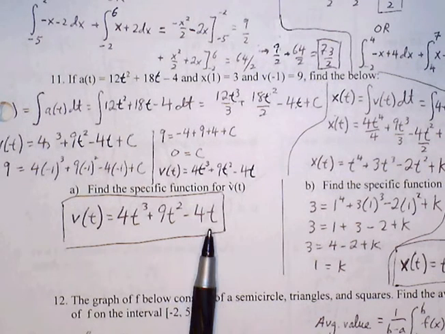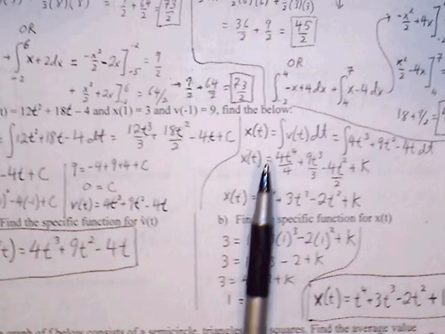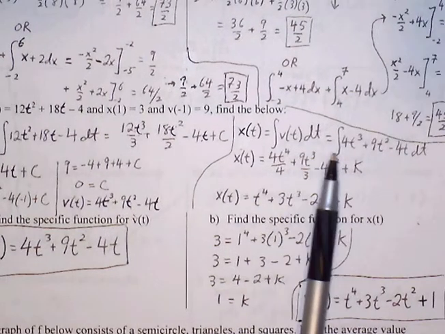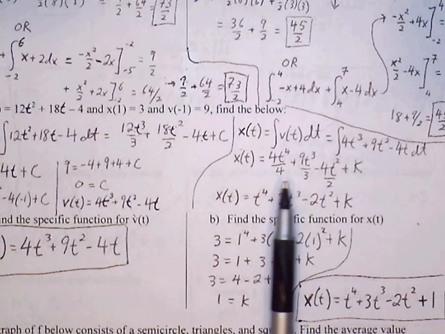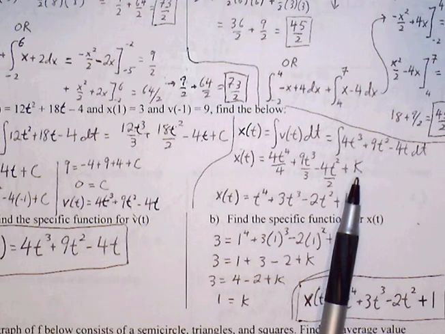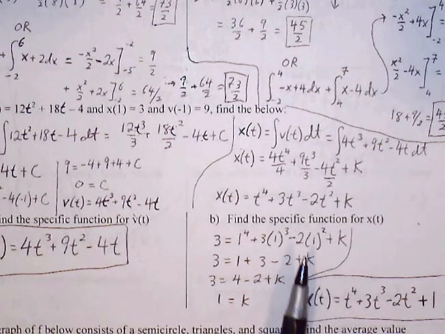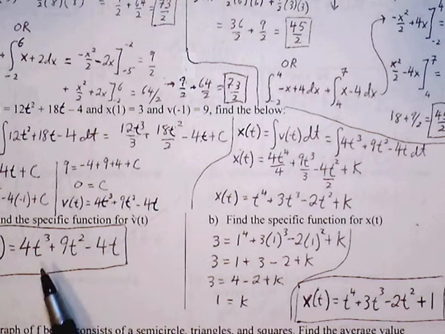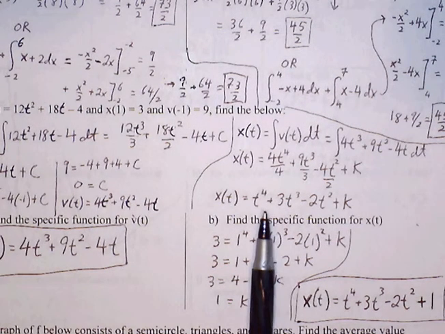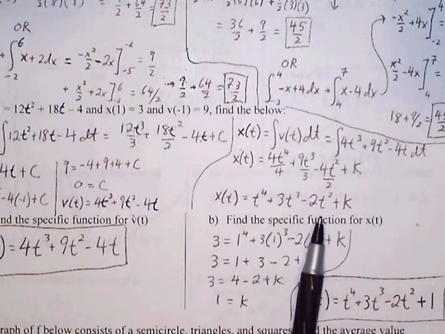Now, if I find the integral of v of t, that will bring me up to my position function. So that's the work shown here. We go through power rule again for integrals. And this time, I used a different constant. Instead of plus c, I used plus k, because I'm going through indefinite integral twice. Okay, so after I clean this up, I'm going to have t to the 4th plus 3t cubed minus 2t squared plus k.